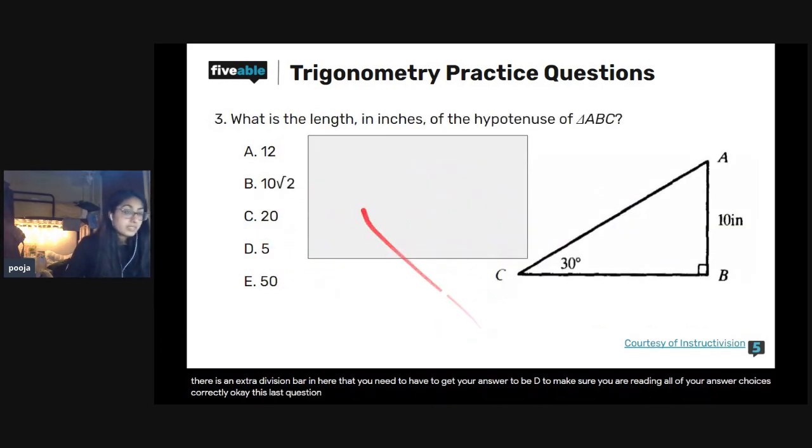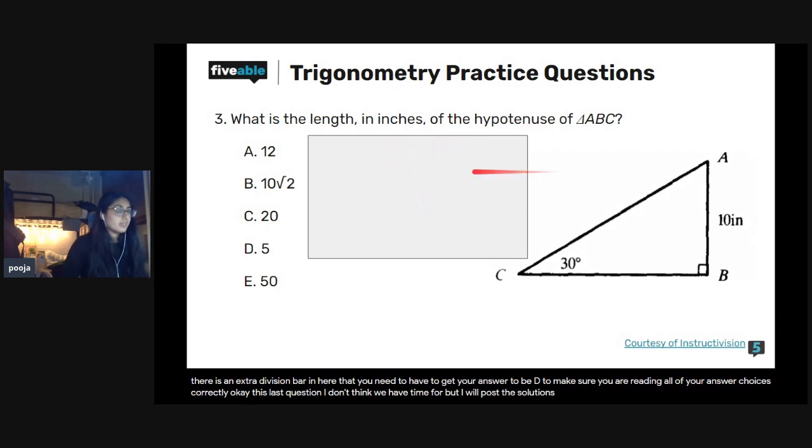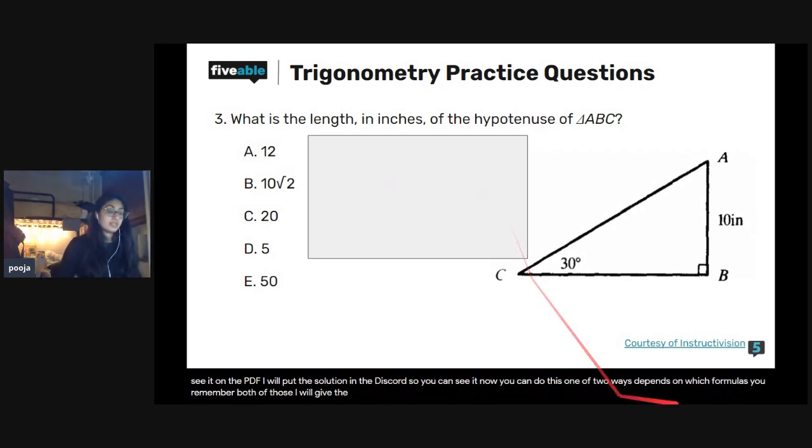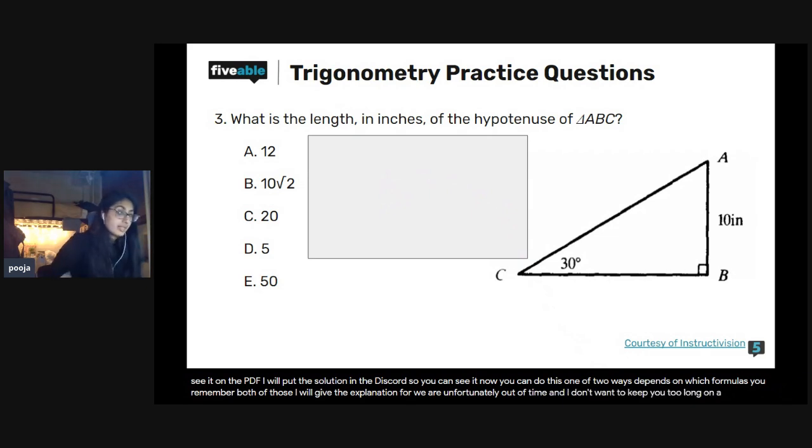This last question, I don't think we have time for, but I will post the solution because it's hidden under this, so you can't actually see it on the PDF. I will put the solution in the Discord so you can see it. Now, you can do this one of two ways. Depends on which formulas you remember. Both of those I will give the explanation for. We are unfortunately out of time, and I don't want to keep you too long on a Tuesday night.